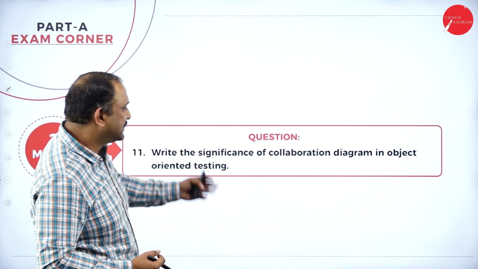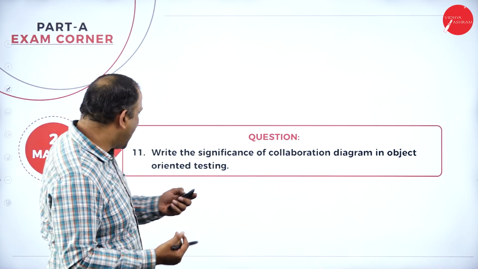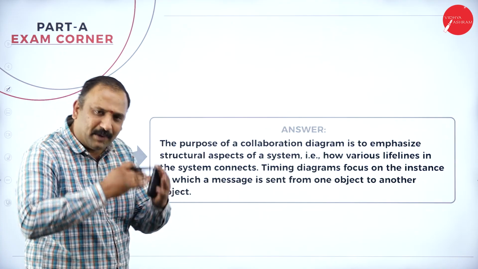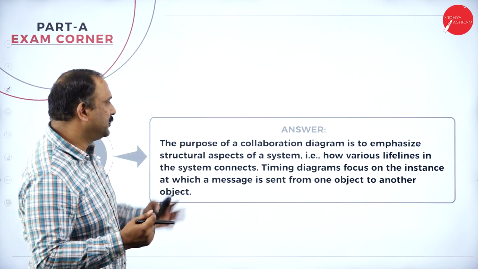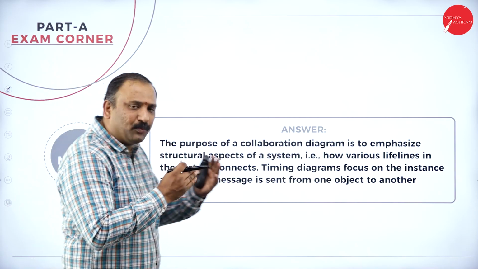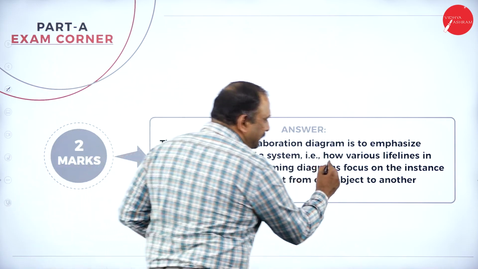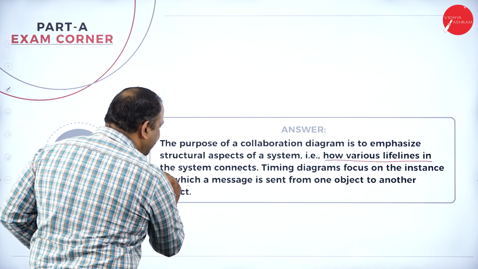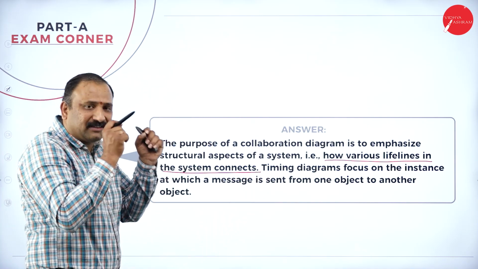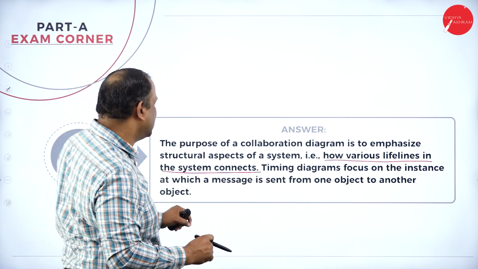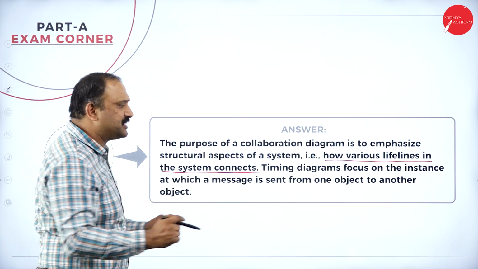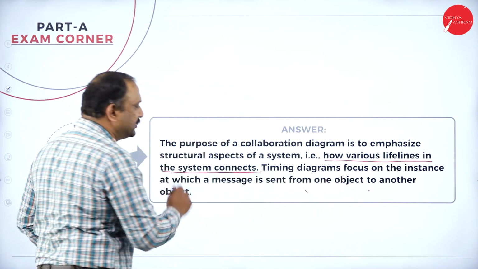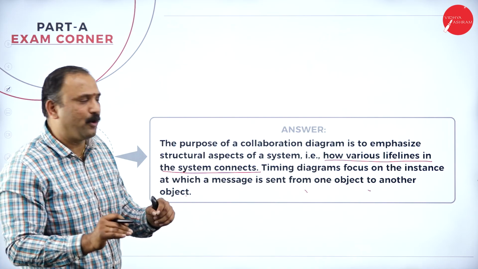Followed by, write the significance of the collaboration diagram in object-oriented testing. Here you put down the purpose of the collaboration diagram: how the various lifelines in the system connect. The timing is focused very clearly here, in which a message is sent from one object to another object. That's what is very, very important here.